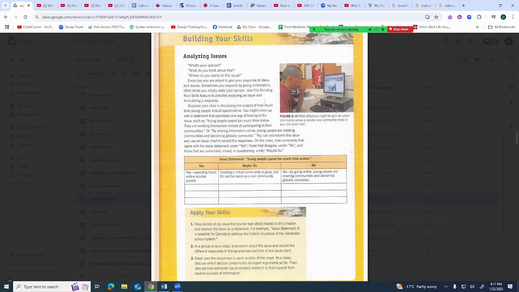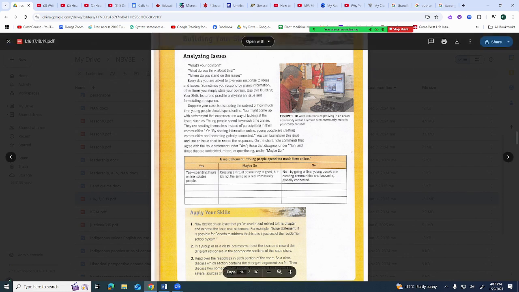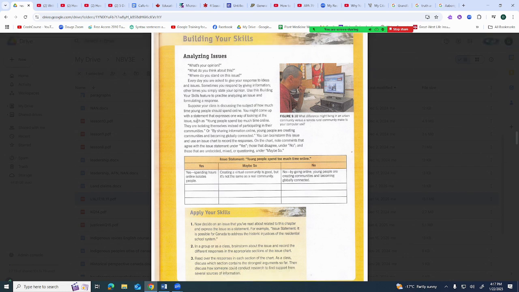Suppose your class is discussing the subject of how much time young people should spend online. You might come up with a statement that expresses one way of looking at the issue, such as, young people spend too much time online. They are isolating themselves instead of participating in their communities. Or, by sharing information online, young people are creating communities and becoming globally connected. So they're two sides of the same coin, right? There's a positive statement and a somewhat negative statement.